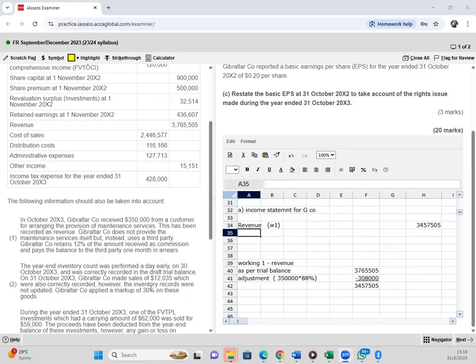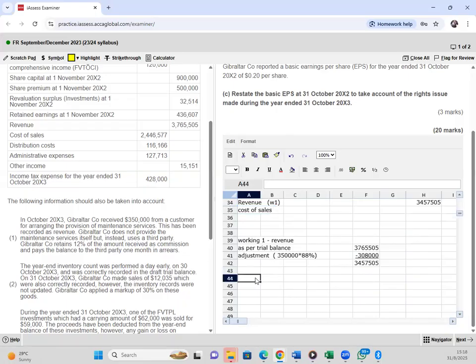Why? Because we included the inventory which we sold on the 31st of October. So we need to adjust the closing inventory, and closing inventory is an item of cost of sales. So let's have our working two, cost of sales. The good part about Excel is that if you come across any adjustment that you later need to make, you can easily make it. So the cost of sales as per trial balance is 2,446,577.